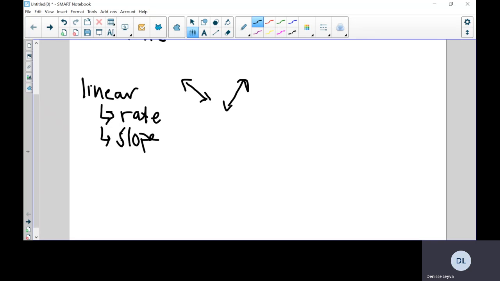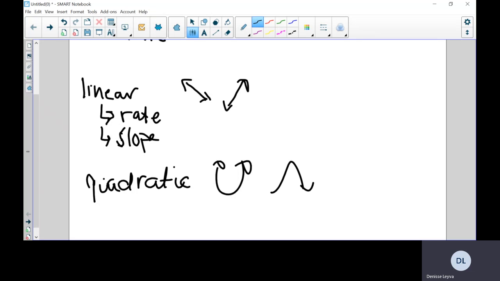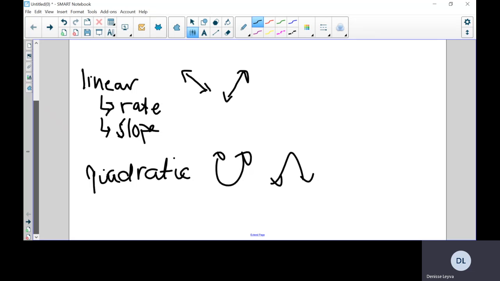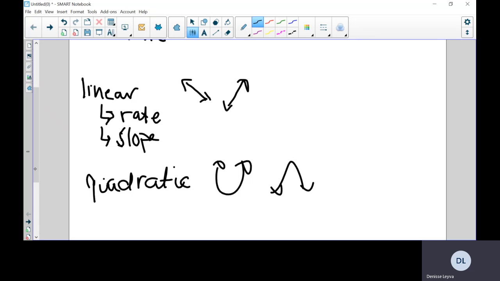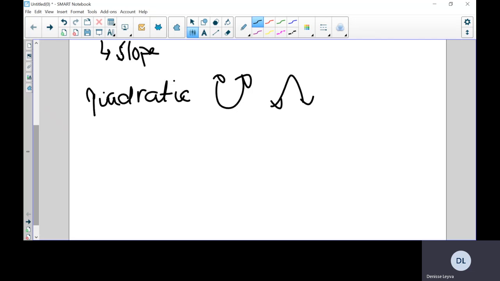And lastly, we have quadratic. Pen's not working. Quadratic, that's that U-shape function. It's that parabola that's usually facing up or down. Now, for this one, it's a little bit more complex, and the reason why it's a little bit more complex is because you can do a lot of things.